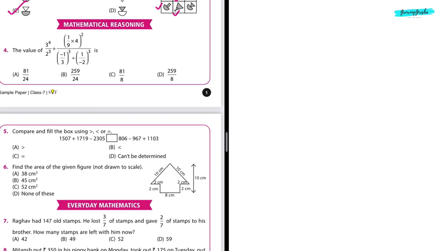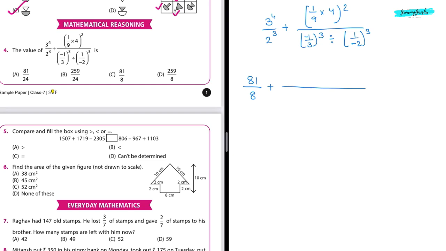Question 4. The value of the given problem is: 3 raised to the power 4 upon 2 raised to the power 3 plus 1 upon 9 into 4 raised to power 2 upon minus 1 upon 3 raised to the power 3 divided by 1 by minus 2 raised to the power 3. 3 raised to power 4 means multiply 3 four times. 3 3s are 9, 9 3s are 27, 27 3s are 81, upon 2 raised to the power 3 is 2 2s are 4, 4 2s are 8, plus 1 by 9 into 4 is 4 by 9.